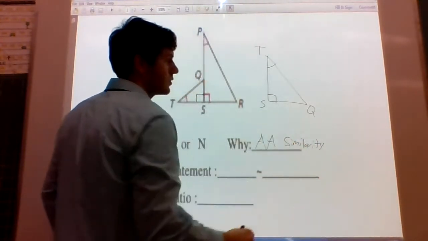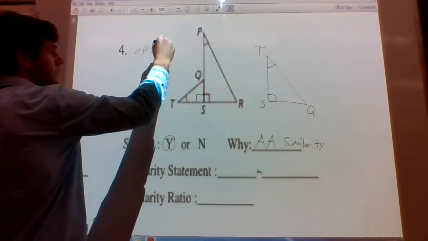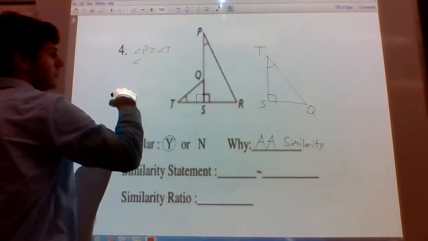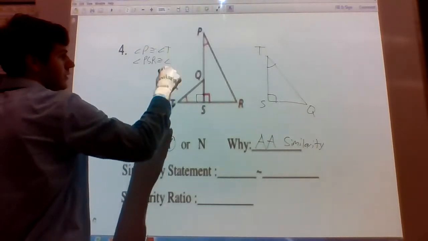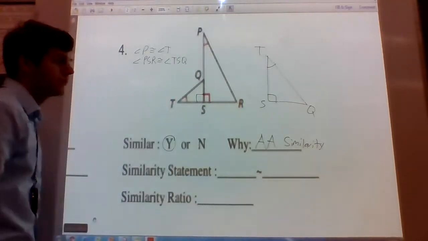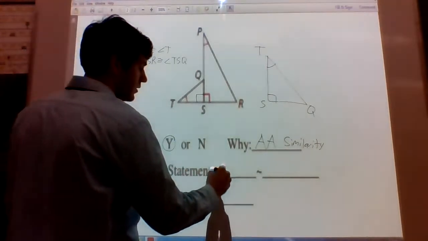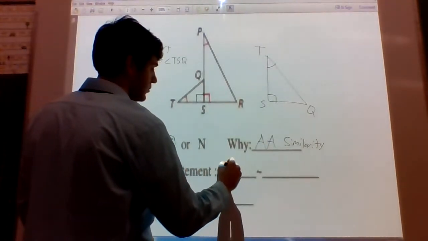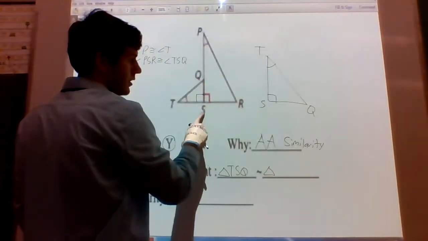If two pairs of angles are congruent, angle P is congruent to angle T, and angle PSR is congruent to angle TSQ. Two pairs of congruent angles, therefore the triangles are similar. So triangle TSQ is similar to triangle PSR.